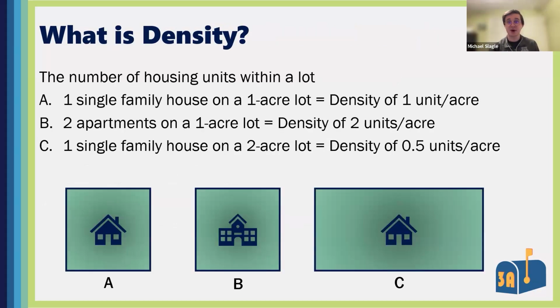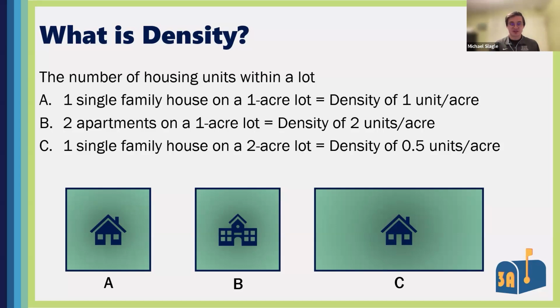So the next main part of the 3A requirements is density. A lot of people think density is a scary thing, but it's a relatively simple concept. Density is the number of housing units located within a lot. You would usually measure that as the number of units, which could be 2 apartments, 1 house, or 3 units within 1 building, and then the area of the lot.